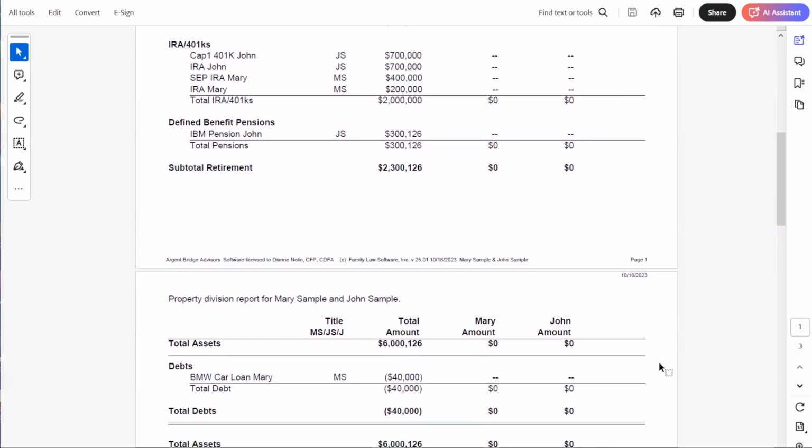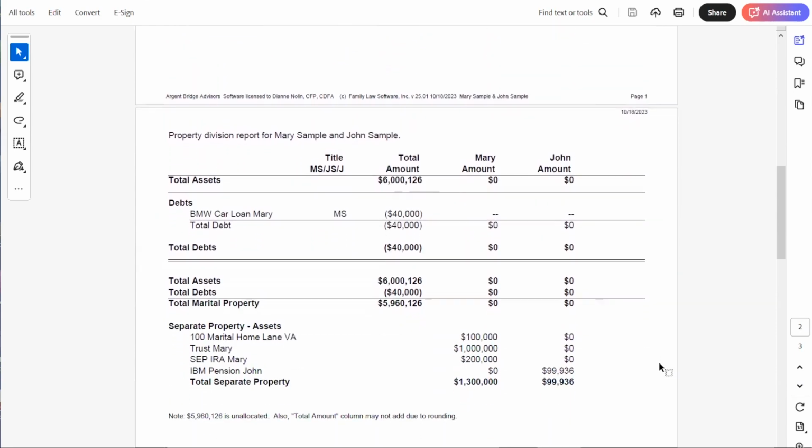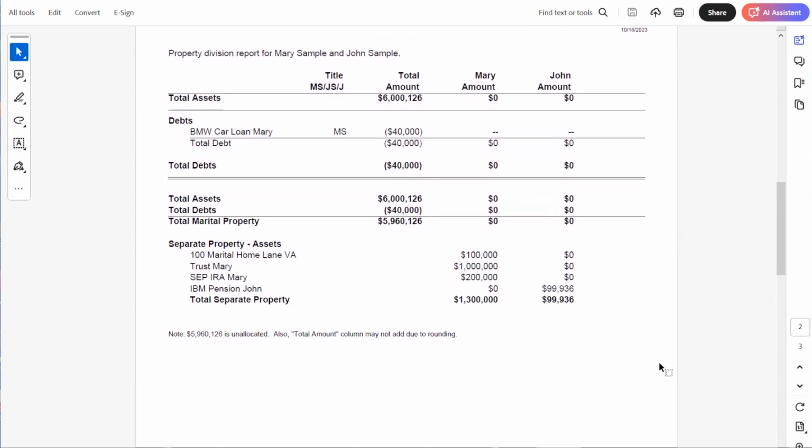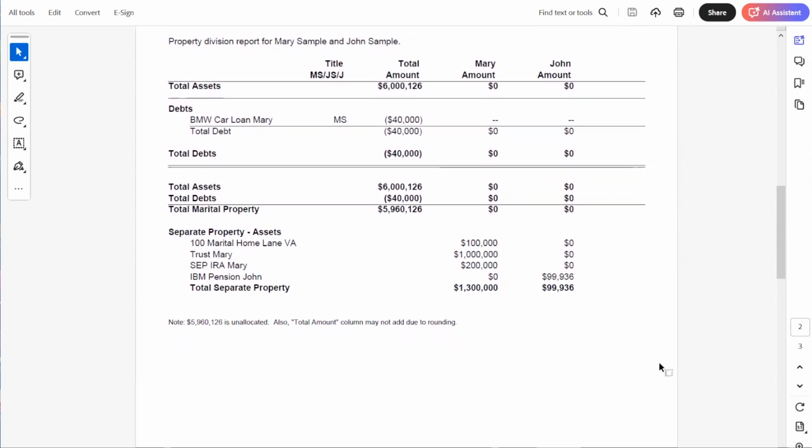And then we get down to this $6 million amount that you see for total assets, which is the total amount of marital property. After that, we list all the debts. So here we see that Mary has a car loan, and the outstanding amount is $40,000. And so now that's reflected in the balance of total marital property, where we see the $5,960,126. So we know that is the universe of the assets and liabilities that decisions need to be made upon, and what needs to be divided related to this divorce.